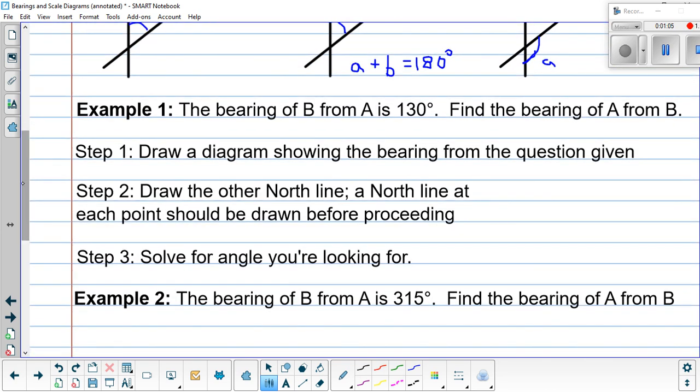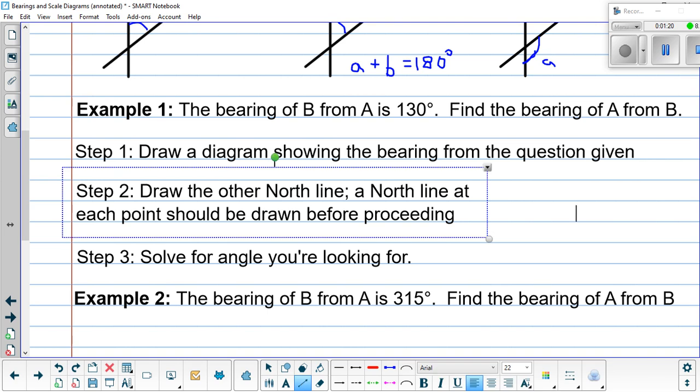So here we have example 1. The bearing of B from A is 130. Find the bearing of A from B. So we know it's a reverse bearing. So draw a diagram showing what we know in the question. Okay, so this is just a rudimentary sketch.